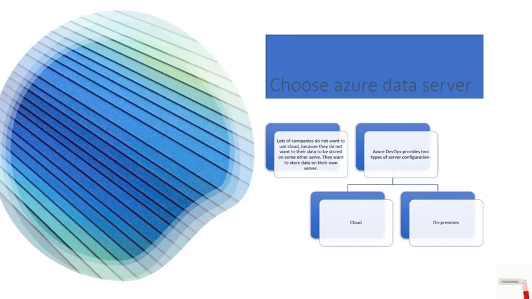So if you are working with Azure DevOps, then we have two options to choose the server. First one is cloud, the second one is on premises. If you do not want to have your own setup or your own server, then you can choose the cloud server. Whenever you create a project or an organization in Azure DevOps, you have to choose the region where you want to store the data. And second, on premises: if you do not want to use the Azure DevOps server, then you can choose your on premises server and all the data will be stored on premises.